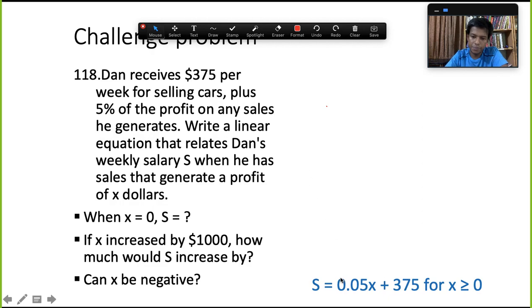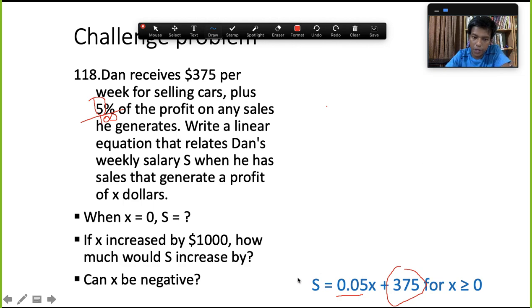This is the equation: 0.05 of x plus 375. This 375 is the money that he starts with, and 0.05 is this value. For percent, you convert it to a regular fraction, so it becomes 5 divided by 100. 5 divided by 100 means 0.05 of x. So this is the conversion from percent to a fraction, and later it is calculated as a decimal.